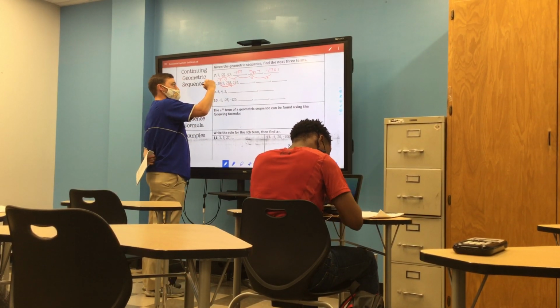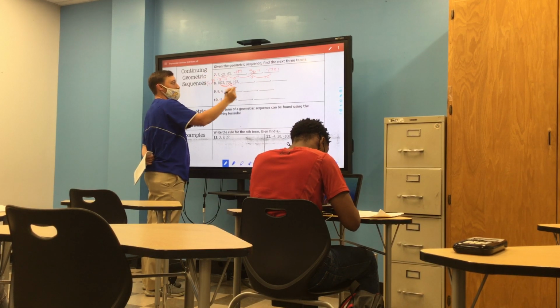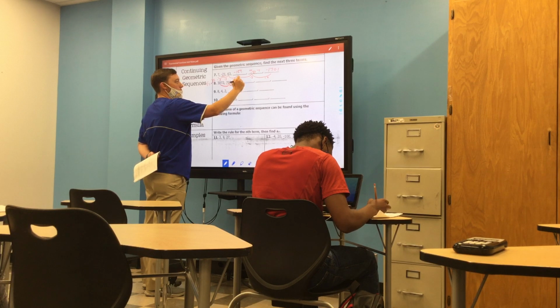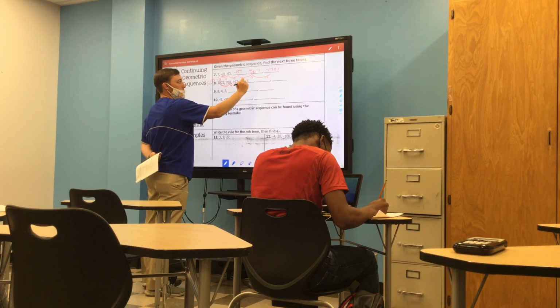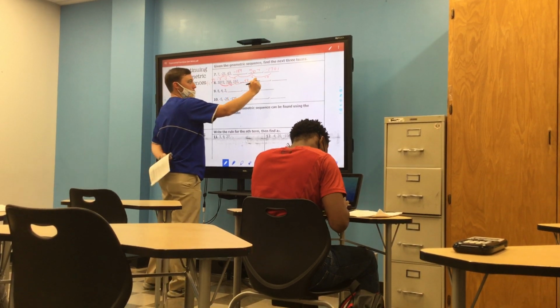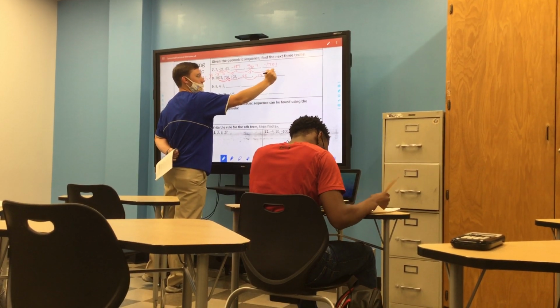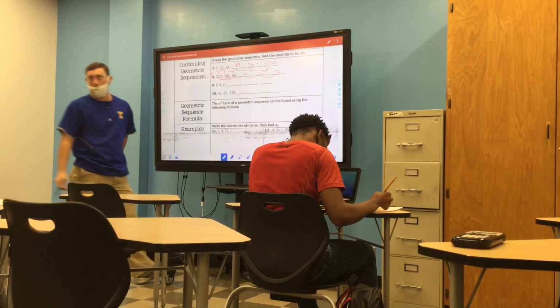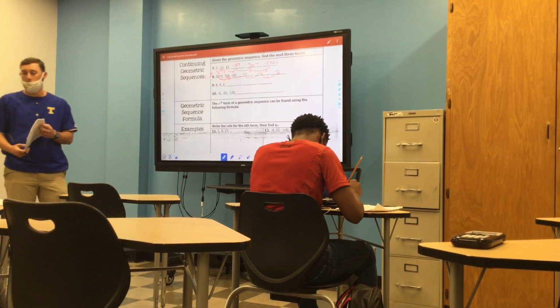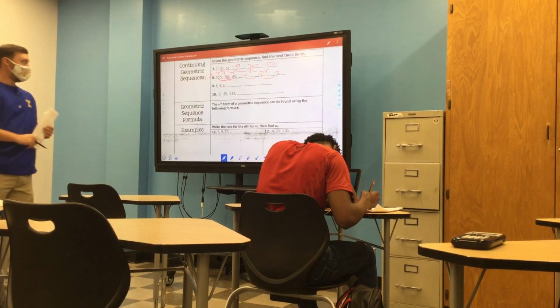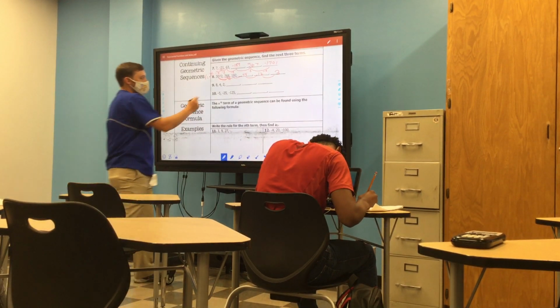So let's say r is equal to 0.25. Okay, 0.25 times 192 gives me 48. 48 times 0.25 gives me 12. 12 times 0.25 gives me 3. Okay, so we've extended that sequence out. What do we think there? Feel good? Good.